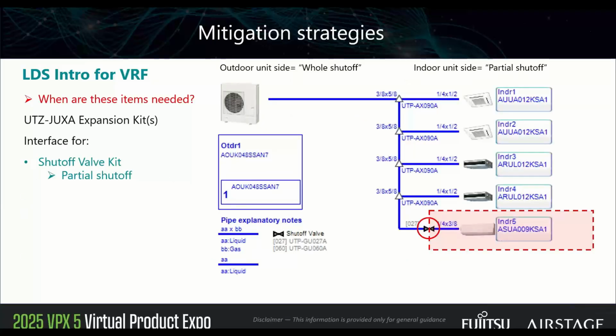So on the opposite side of that, you might say, is what we call a partial shutoff, where just as the name implies, we're not shutting off refrigerant flow to all the indoor units, but only to the select indoor units.